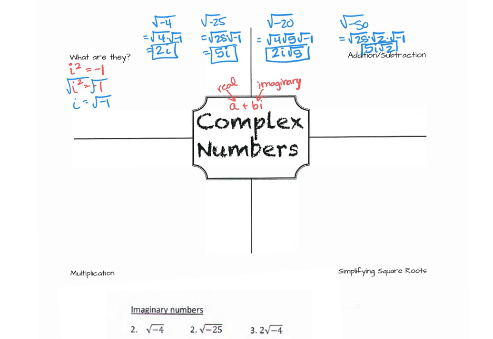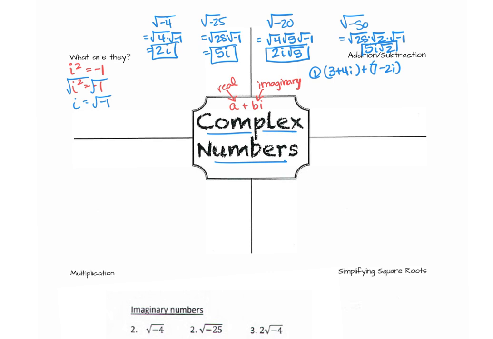So what else do we do with these numbers? Well, sometimes we add them. So let's take two complex numbers. I've got 3 + 4i. The 3 is the real part, and the 4i is the imaginary part, and together they are a complex number. So I'm going to add this to 7 - 2i.